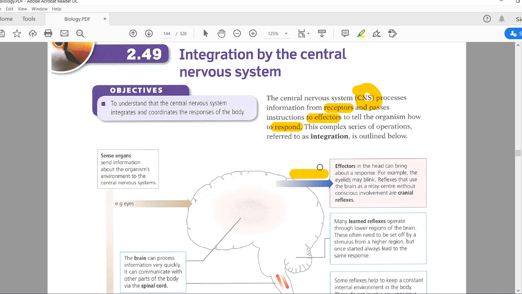Here again, the meaning of the word integration: it's connecting things together in order to do a specific function or a specific job. So the receptor and effector will be connected together to respond in a specific way by the help of the CNS.